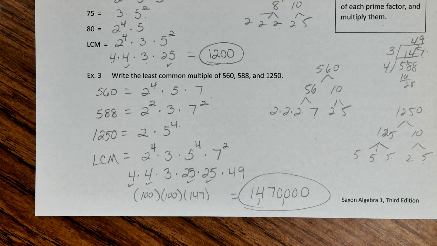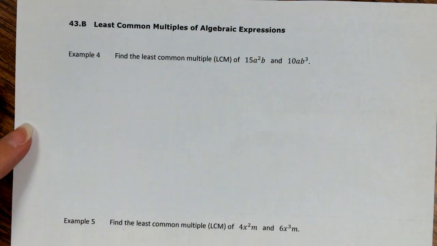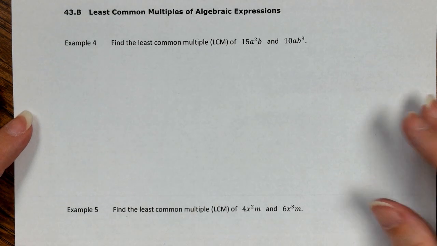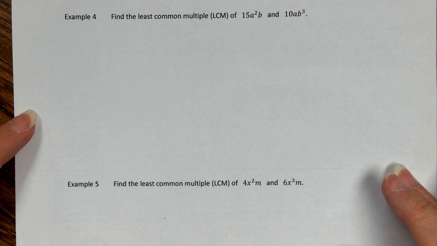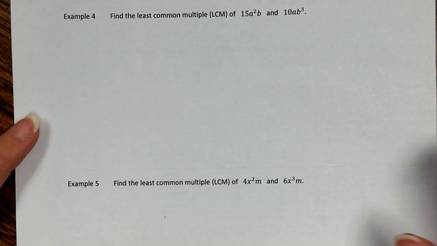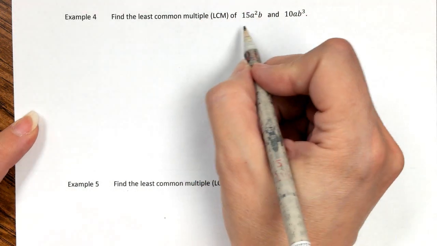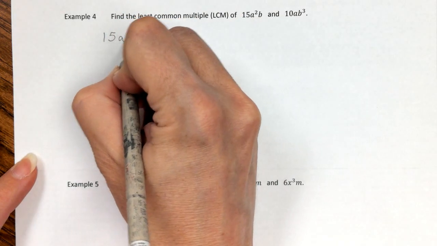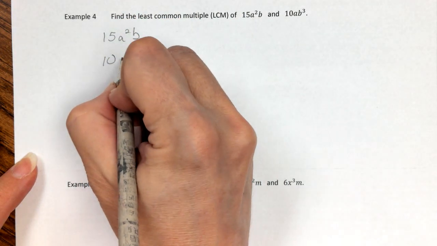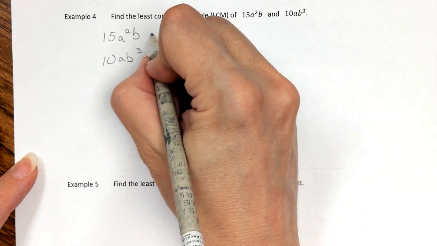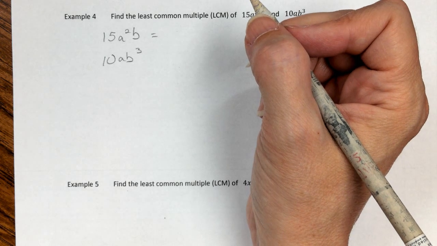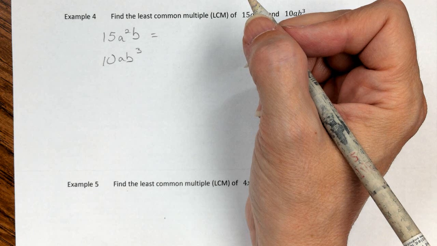Okay, on to part B. One nice thing about when variables are put into these problems, most math books keep the coefficients fairly small, so it's easier to find the LCM of the coefficients now. Okay, so we're still writing factorizations, only now it's going to include letters. Okay, so for the first one, we're finding the LCM of 15a squared b, 15a squared b, and 10a b to the 3rd. And we're going to do what we're doing with most of the examples on the other side, which is write prime factorization with exponents.